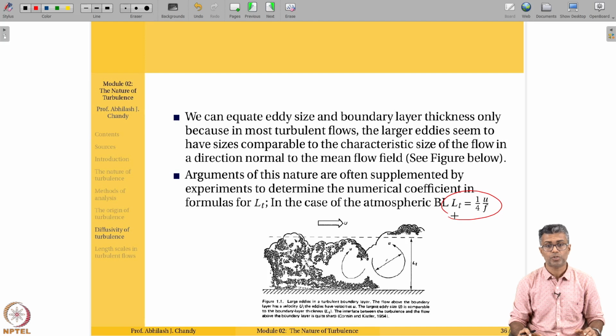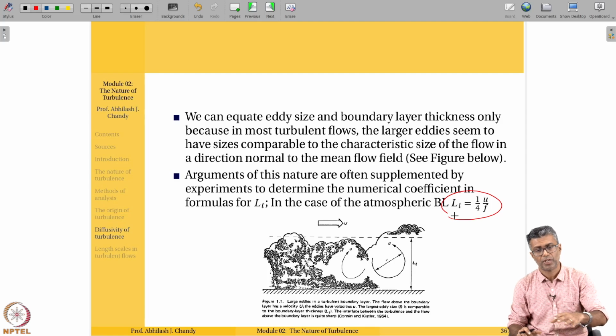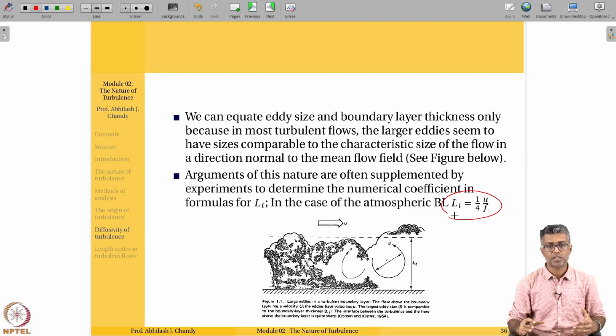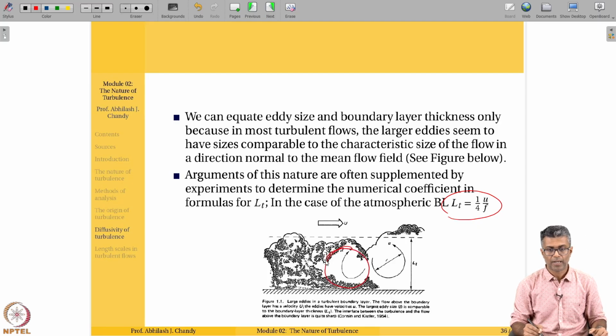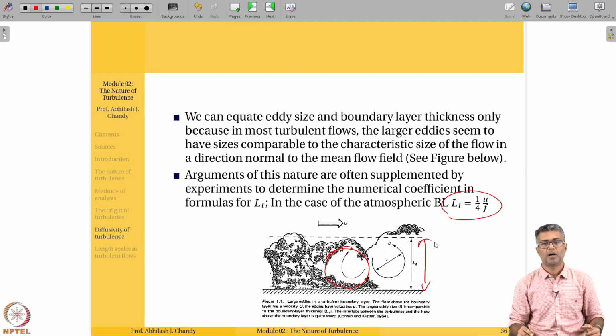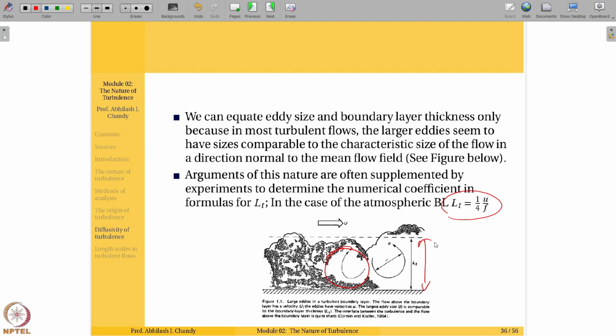That is illustrated through this picture shown here in this slide. What is shown here is large eddies generated through a boundary layer in the atmosphere, and you will see that the thickness of the boundary layer is of the order of magnitude of some of the length scales that you see in this flow, like the one that I have drawn here. It is of the order of magnitude, and that is the same as this thickness of the boundary layer. I hope this is clear now.